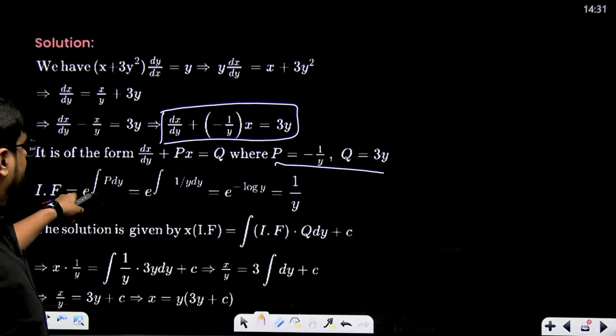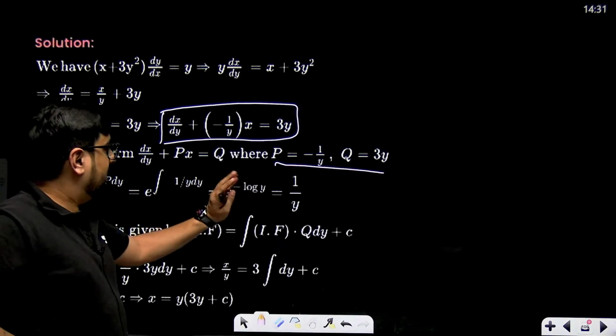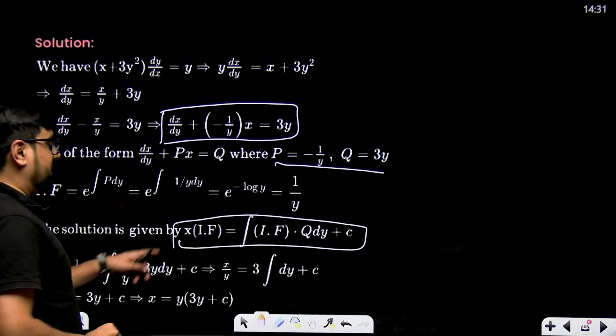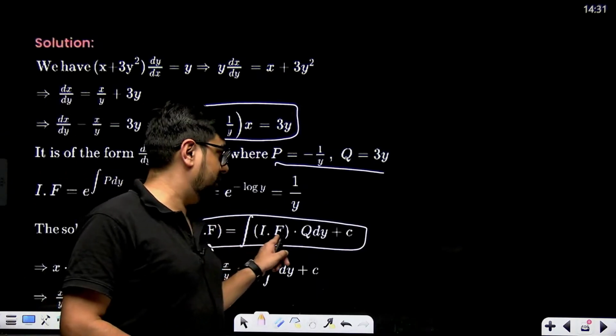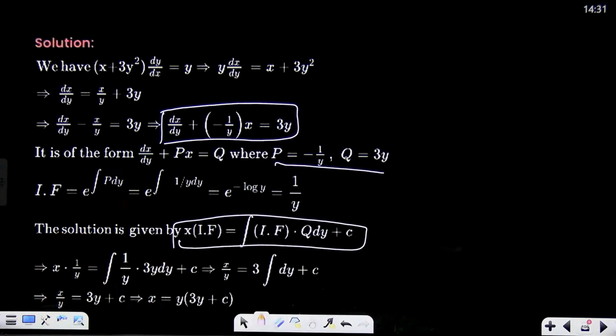And integrating factor will be e to the power of integral of p dy, which is minus 1 by y dy. And this is the way you'll have to solve. This will be your differential equation in this case. X into integrating factor equals integration of integrating factor, q dy plus c. This is how you'll have to do.